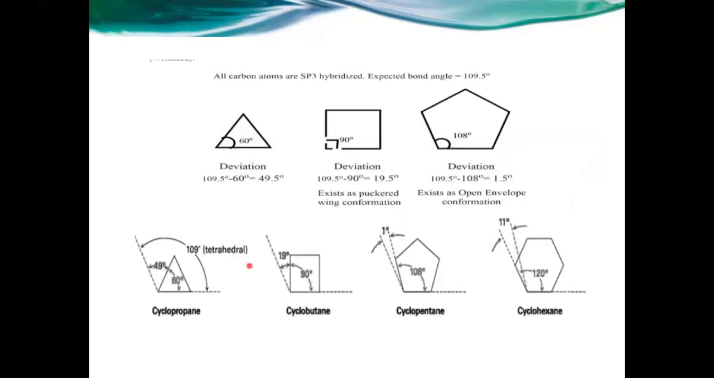If I consider another example, cyclobutane, its bond angle is almost 90 degrees, and its deviation is nearly 19.5 degrees. So it is more stable compared to cyclopropane, which was found to be 25. Similarly for cyclopentane, it is nearly 1.5.